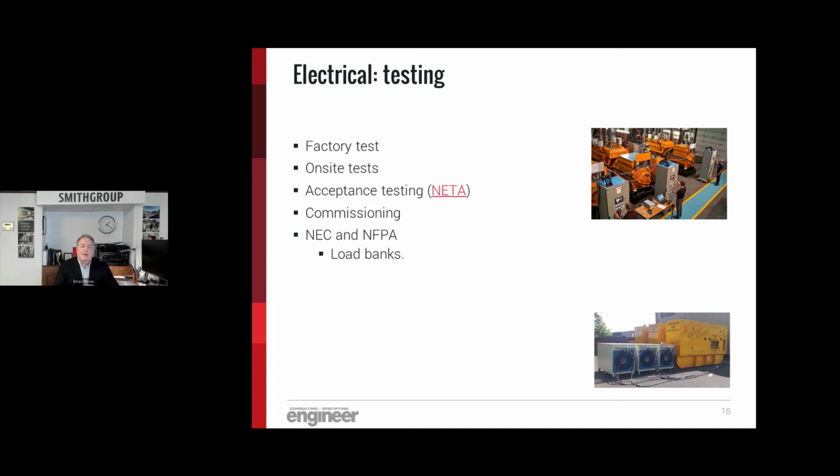The next thing that is required by code, whereas some of the acceptance testing and commissioning is often optional, is the ability to load bank test. The generators have to be load banked. They have to be tested regularly. If they're not tested under load every 30 days, then there are requirements for load testing, either under load or using a load bank. And all of these are outlined in the various codes and standards.